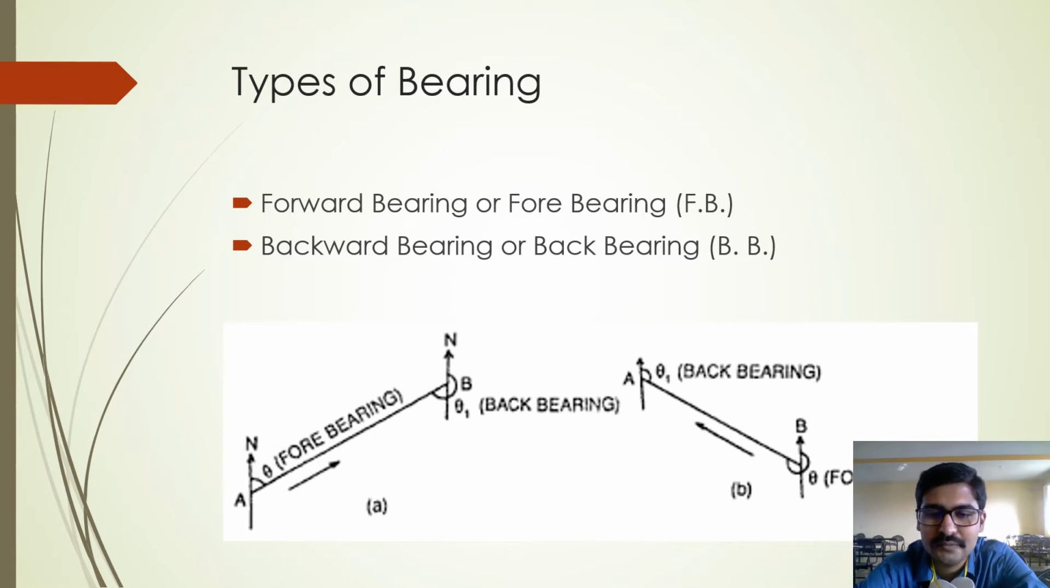At the starting point, whatever bearing you measure, you call it the fore bearing. If the bearing is measured at the end point of the line, then it will be the back bearing of the line. Try to understand this, right? And if a particular line is given the fore bearing, then it is possible to calculate the back bearing.